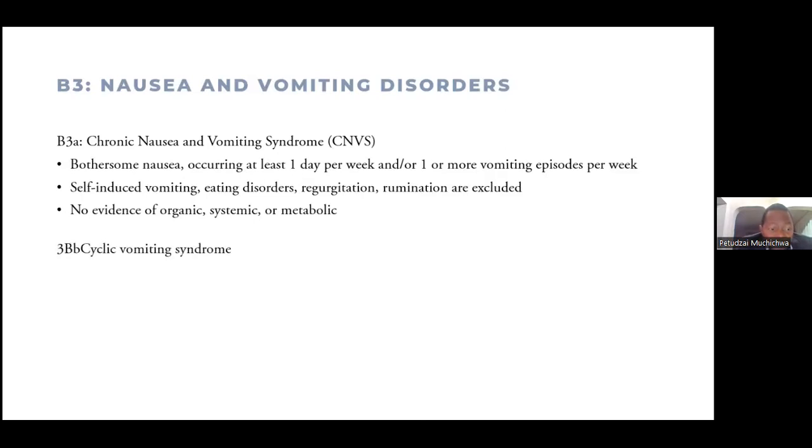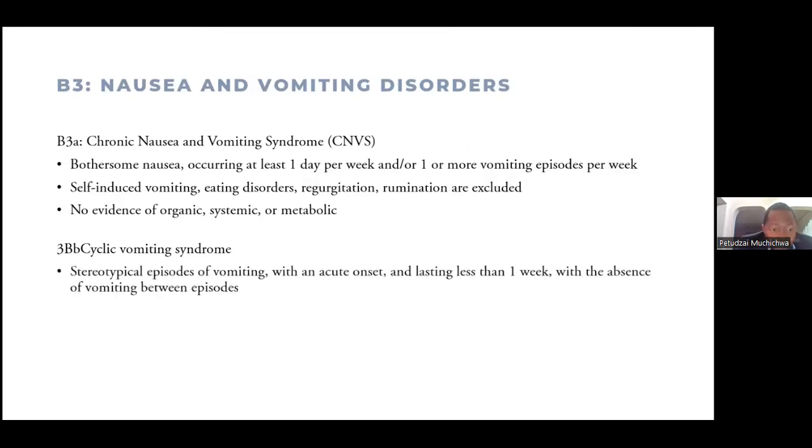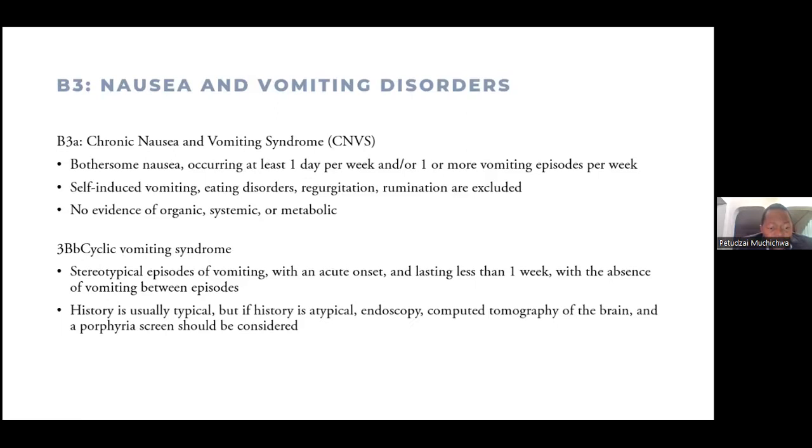And then the 3B, which is the cyclic vomiting syndrome, defined as a stereotypical episode of vomiting with an acute onset and lasting less than 1 week, with absence of vomiting between the episodes. History is usually typical, but if histories are atypical, an endoscopy or a CT brain to exclude an intracranial pathology and further porphyria studies should be considered in these patients.